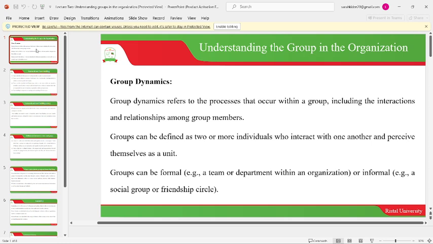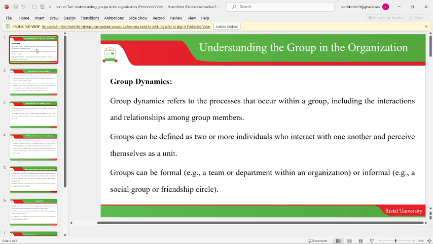So before looking at group dynamics, we should know that one of the most important aspects of organizational behavior is understanding how groups function and interact within the organization. So we should know the definition of a group. A group can be defined as a collection of individuals who share a common identity, goal, or interest, and who influence each other's behavior. Or in other words, a group can be defined as two or more individuals who interact with one another and perceive themselves as a unit. That is a group. They perceive themselves as a unit.